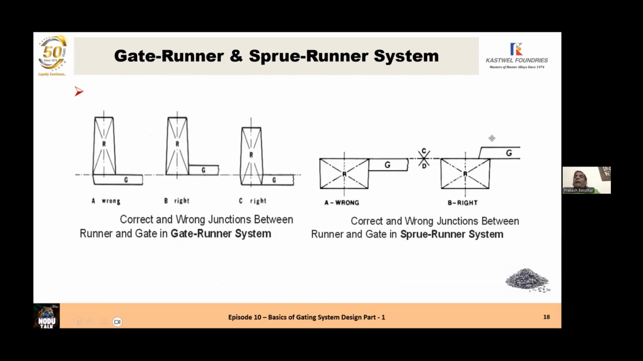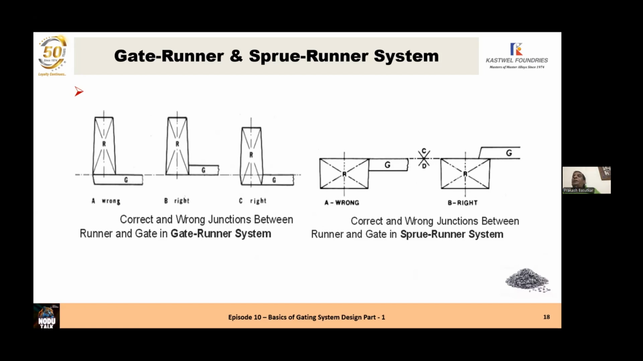The first one I just showed you is a wrong gating system, because the runner is in the cope and the ingate is in the drag, and the bottom surface of the runner and ingate are not in the same plane. So this is the wrong design of the runner and the ingate. The one in the middle is right. The bottom surface of the ingate and the bottom surface of the runner are in the same plane.